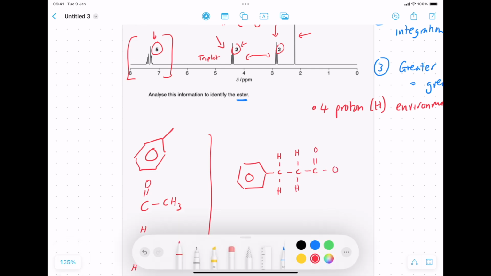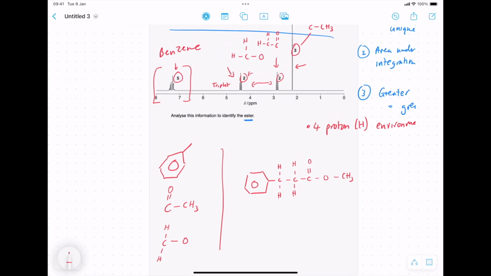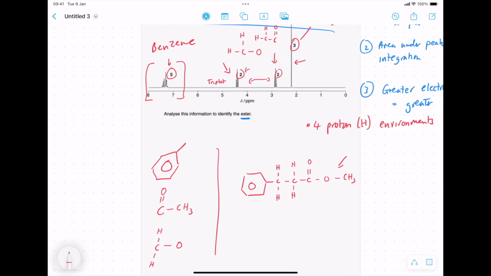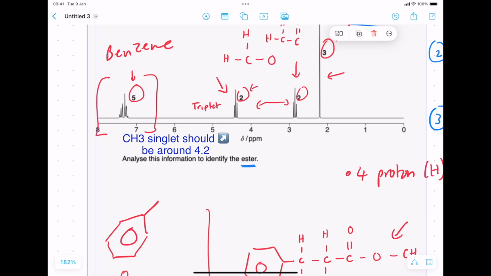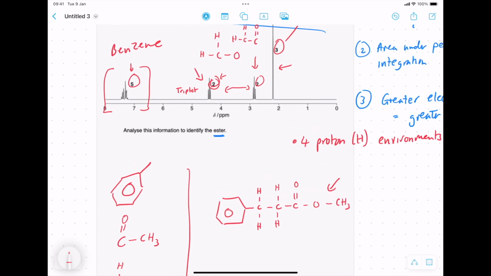But we run into a problem here now because we need to see if this actually works. So on my proposed drawing there, I've got a CH3 attached to an oxygen. So that would give a singlet. But for that to be shown in the NMR spectra, I would have to see a singlet with an integration of 3. There is something in that range, but it's only got an integration of 2. So we know that this structure cannot be correct because we'd expect a singlet with 3H, but there isn't a singlet at 4.2, 4.3. It's got a 2 instead. So that can't be right.